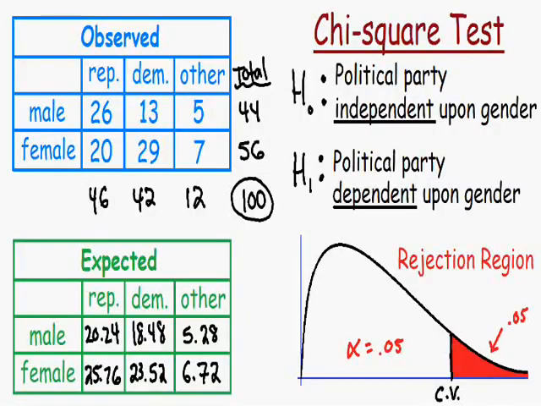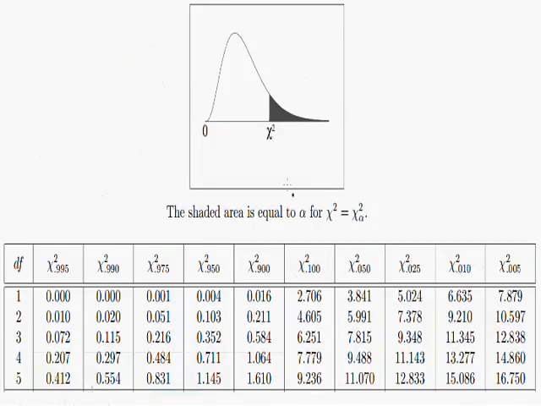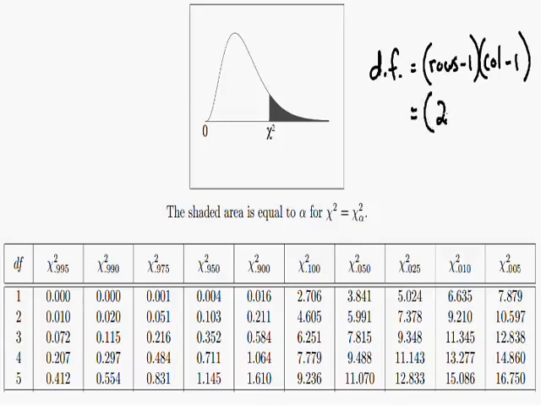So let's go back and look at a chi-square table. Two things that you need to know are the area in the tail, which is 0.05, and your degrees of freedom. Your degrees of freedom is always equal to the number of rows minus 1 times the number of columns minus 1. So we had 2 rows, male and female, and we have to subtract 1. And we had 3 columns, Republicans, Democrats, and others, and we've got to subtract 1. If we multiply these together, 2 minus 1 is equal to 1, multiplied times 3 minus 1, which is equal to 2.